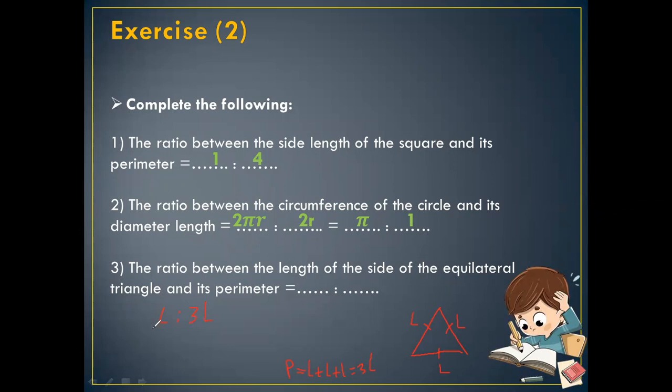We have the same unit here, so I will ignore L and L. After L we have a 1. Okay, so it will be 1 to 3. So I will write 1 to 3. This is the ratio of the length of the side of the equilateral triangle and its perimeter.